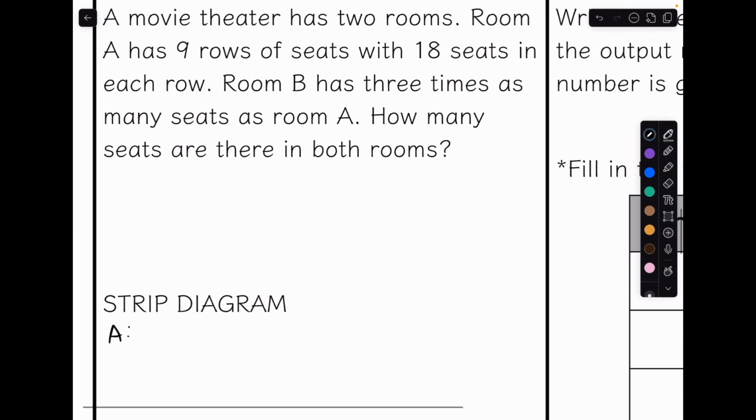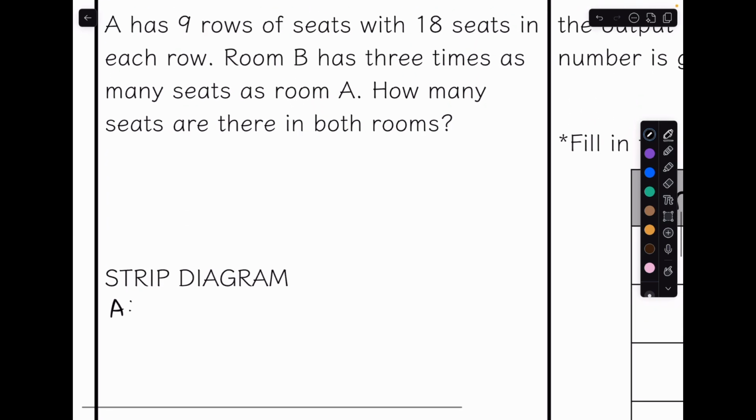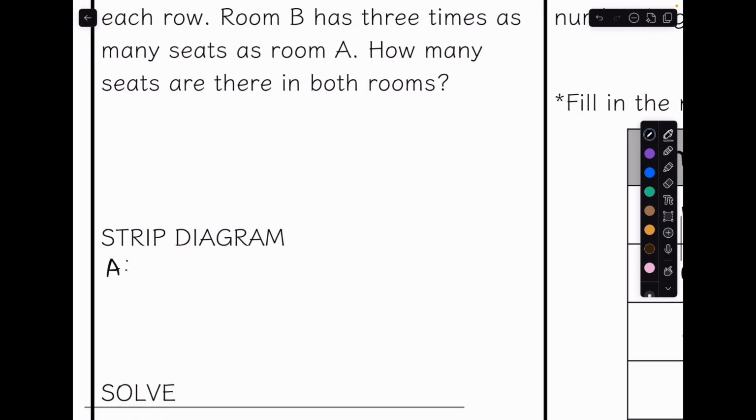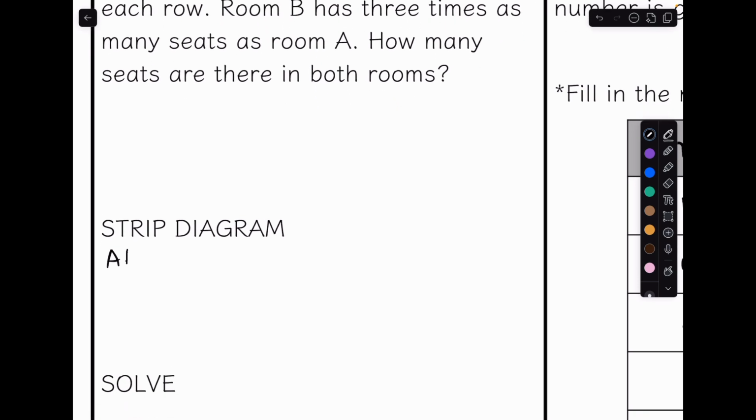And from our information, we know that room A has 9 rows of 18 seats, okay? So I know that in my room A, I have 9 rows, and in each of those rows, there are 18 seats. So to figure out room A, I will have to do 9 times 18.